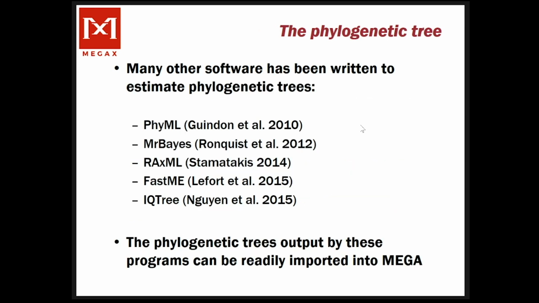Many other software packages have been written to estimate phylogenetic trees, like PhyML, MrBayes, RAxML, FastME, and IQ-TREE, based on maximum likelihood, Bayesian analysis, or distance methods. The important thing is that the phylogenetic trees output by these programs can be readily imported into MEGA, and you can estimate your time tree based on that. Well, it's the same thing. You can estimate the phylogenetic tree in MEGA, or you can use the phylogenetic tree that you estimated in these programs to estimate a time tree in MEGA.